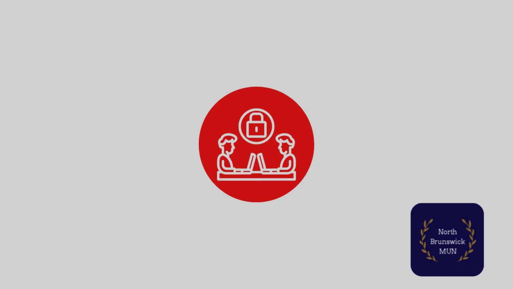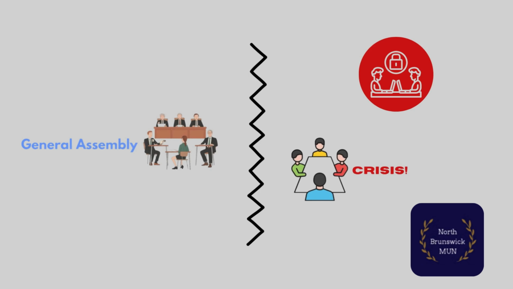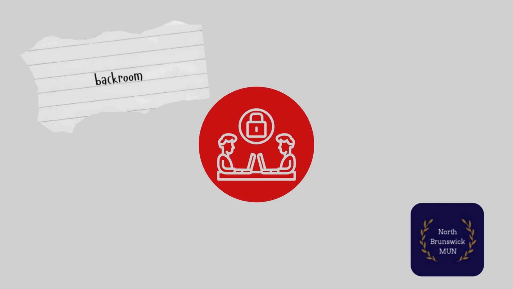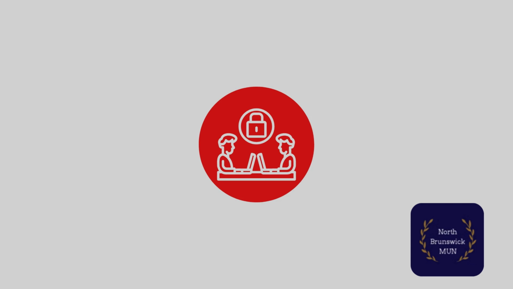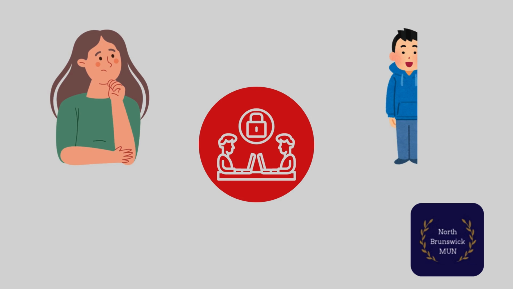Backroom is one of the fundamental differences between GA and CrisisMUN. They receive your backroom notes, directives, and any other documents passed in committee to create relevant crisis updates. The backroom is made up of two types of staff: crisis analysts and the crisis director.